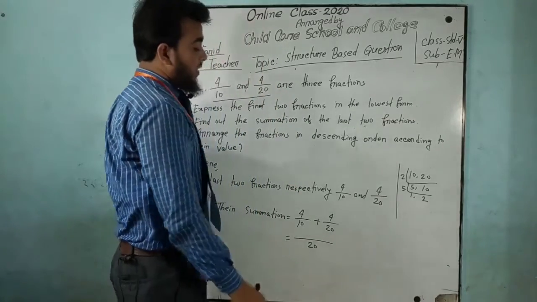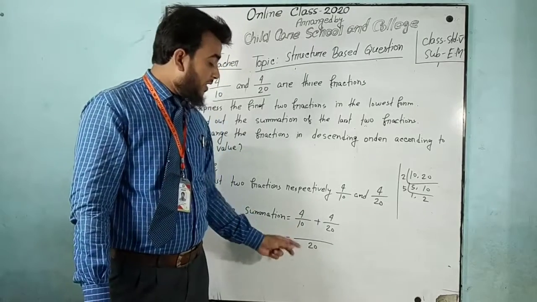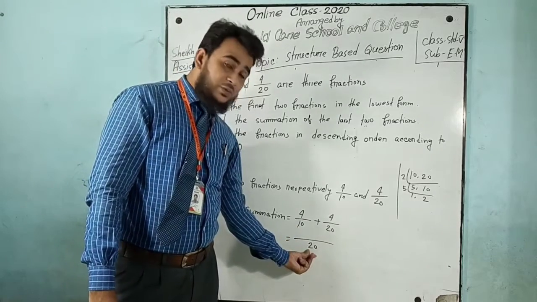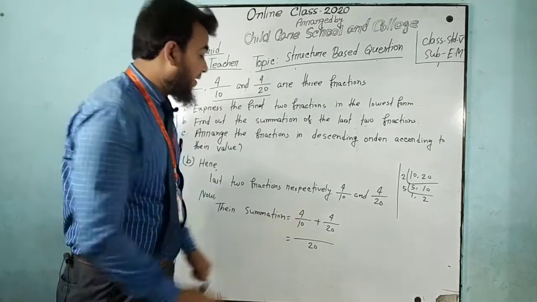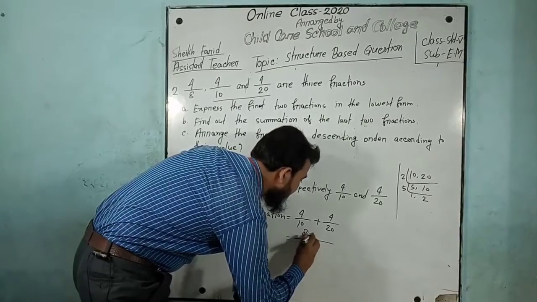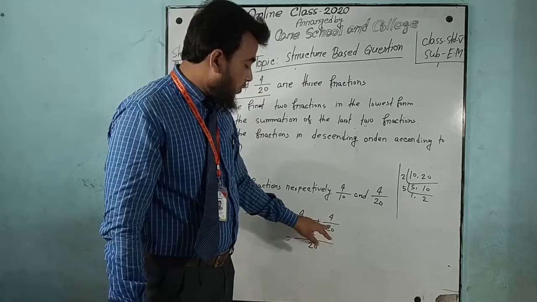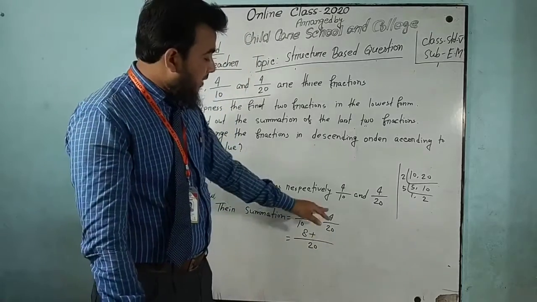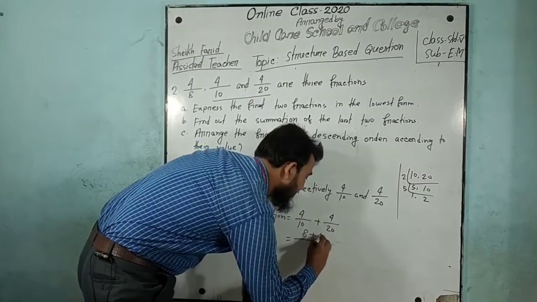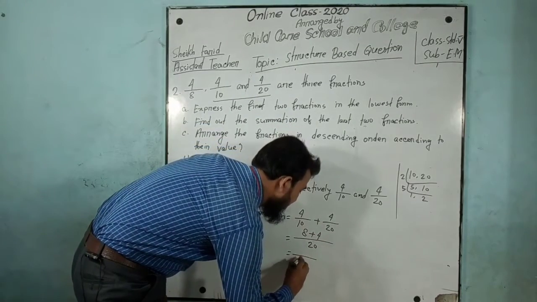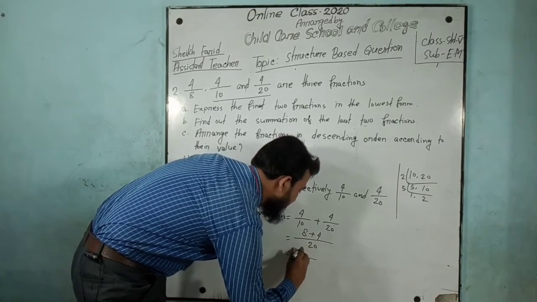So now dear learners, look here. Here the denominator is 10, LCM is 20. If you divide LCM 20 by denominator 10, then it will be 2. If you multiply 2 with 4, it will be 8. And here, if you divide LCM 20 by denominator 20, then it will be 1. And if we multiply 1 with 4, then it will also be 4. So the denominator LCM is 20, and we have to add this 8 plus 4, it will be 12.